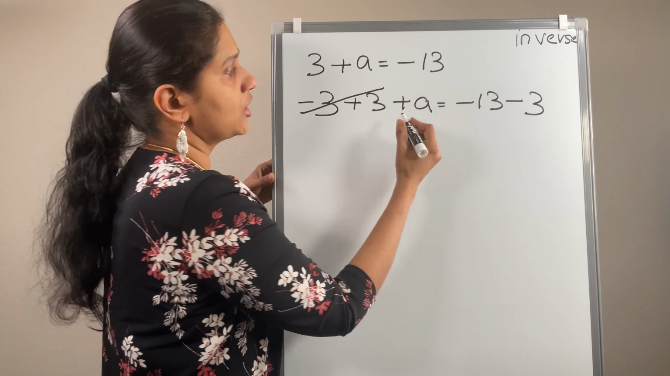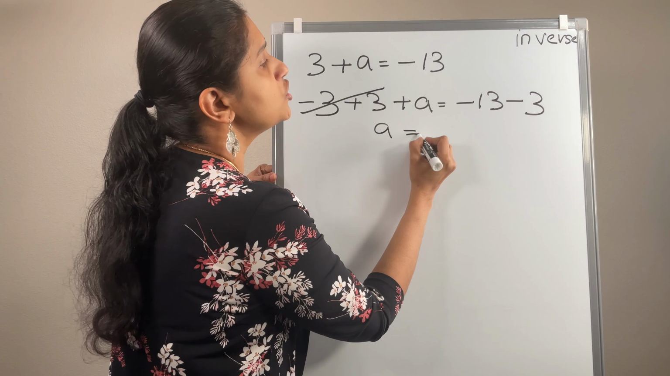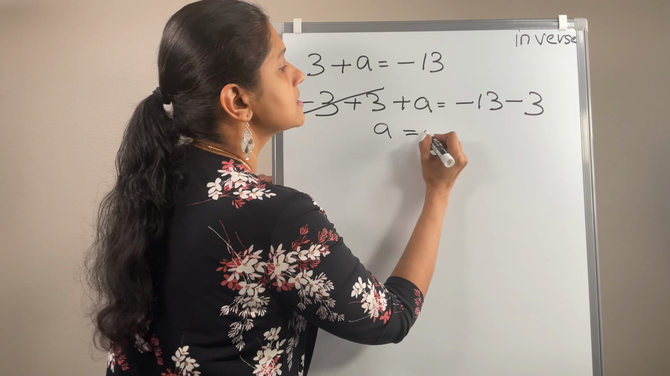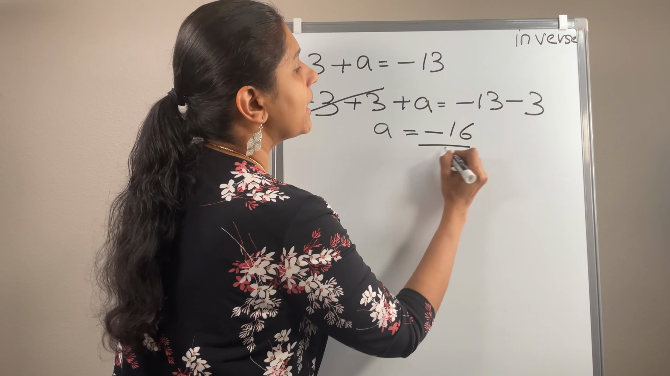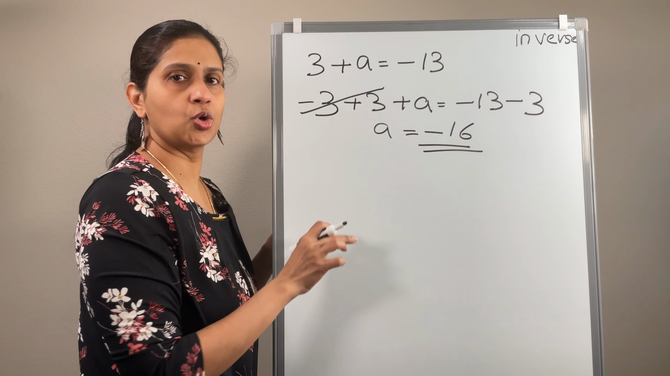Naturally, this gets cut out. So, A remains, that is going to be equal to minus 13 minus 3, which is equal to minus 16. So, that is the solution.